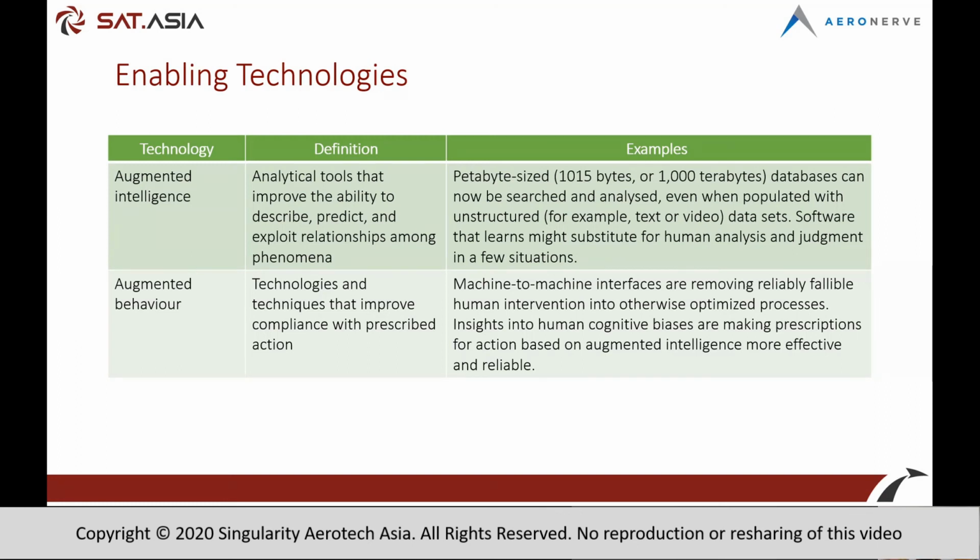So going back to Kevin Ashton's definition, what he says is that it's not interesting if the IoT only informs you. It must be able to do it for you, do the corrective action for you. So augmented behavior is the underlying technology that improves the technique to comply with the prescribed action that you initially have in the augmented intelligence layer.